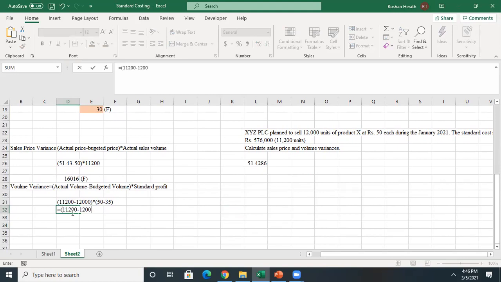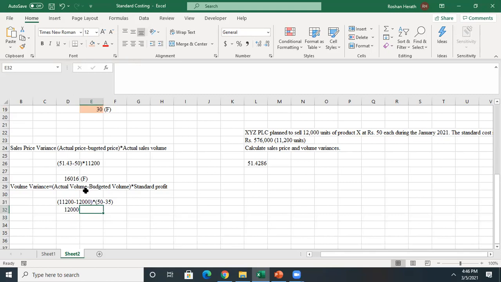11,200 minus 12,000 into 50 minus 35. The minus or positive sign is not required. Let me take it as 800 into 15, which is 12,000. What kind of difference is that? Actual volume is less than the budgeted, so therefore it's an unfavorable one.